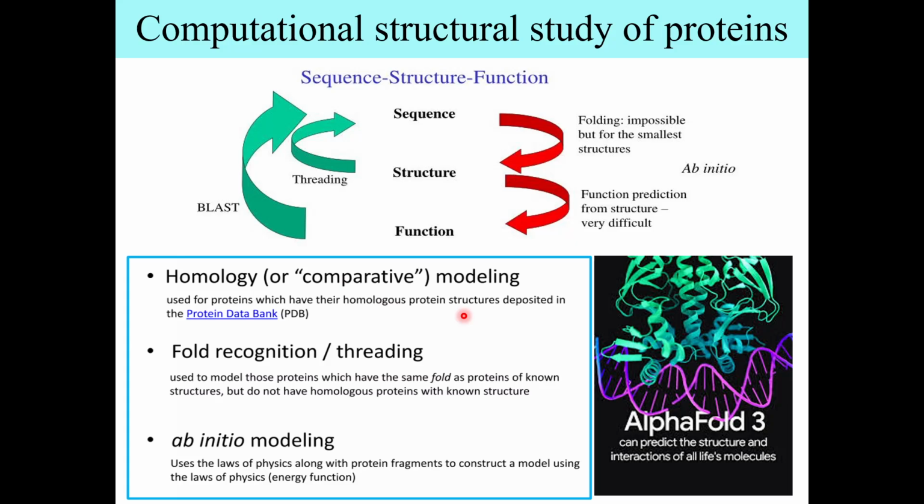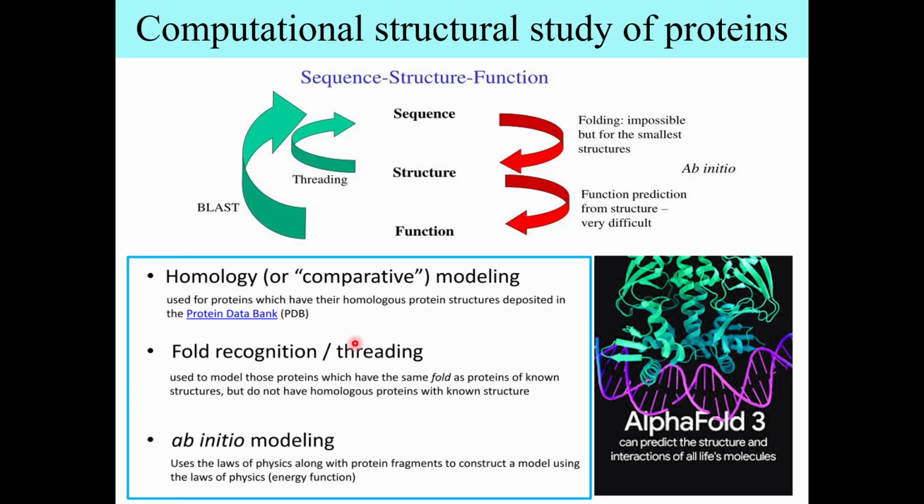Okay. Now the third one is fold recognition. So how do you find this out? You do this using BLAST. Using BLAST, you can learn about the sequences of different proteins that are available, and then you can perform homology modeling to see if the structures are also similar or not. Okay. Now what about fold recognition or threading?